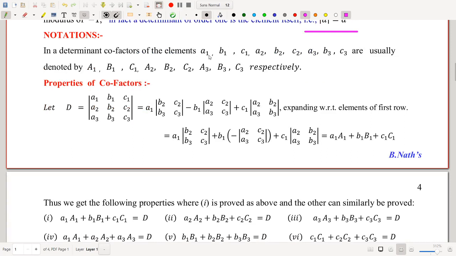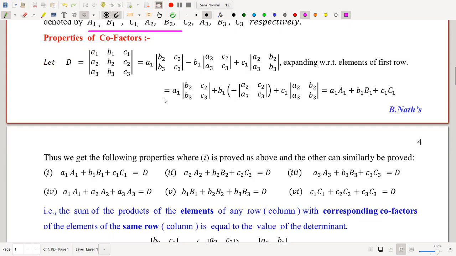Now introduction of some notations. In general, small letters a1, b1, c1, etc. are used to denote elements of a determinant, that is numbers or functions like that. And their cofactors will be denoted by corresponding capital letters. Cofactor of small a1 is capital A1. Cofactor of small b1 is capital B1, like that. This is convention.